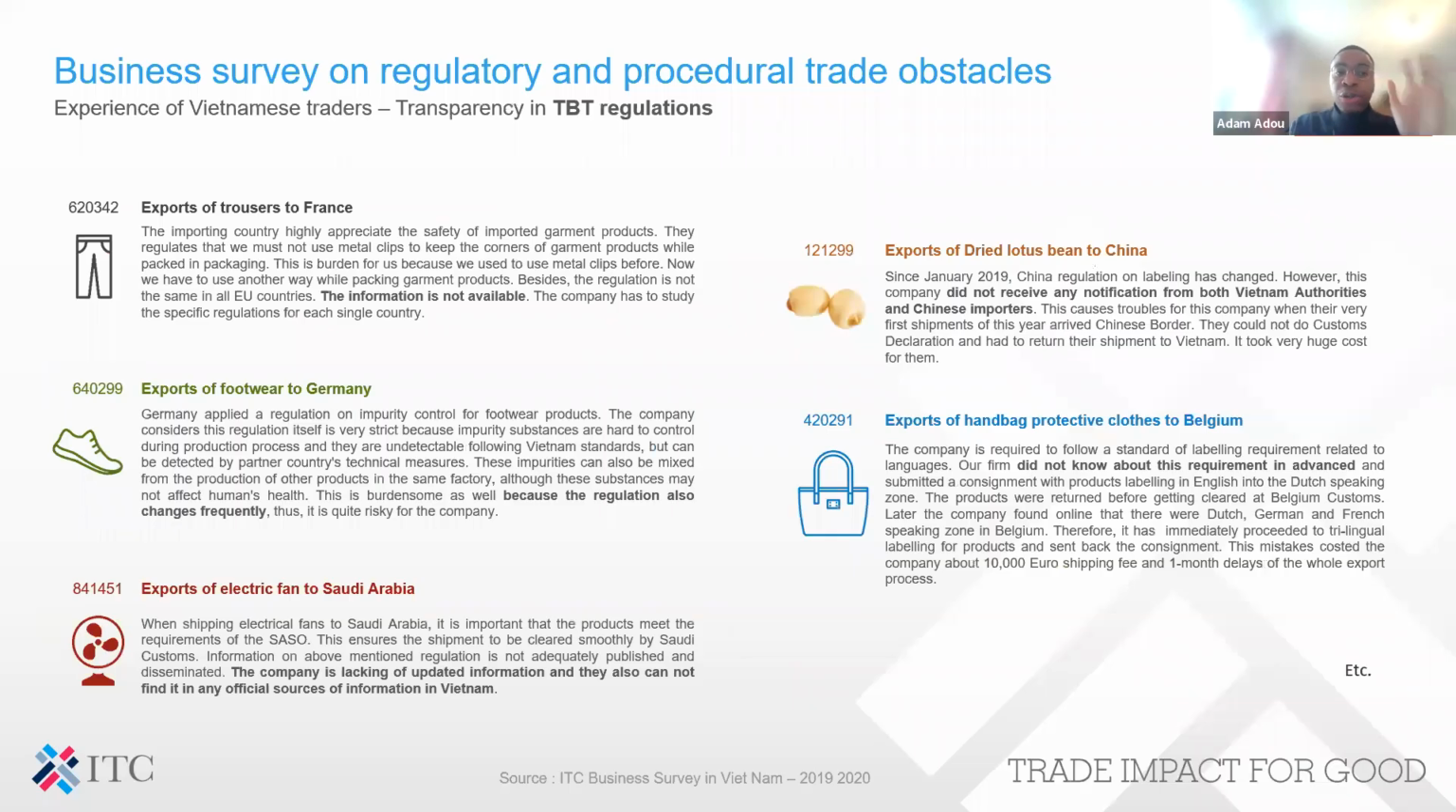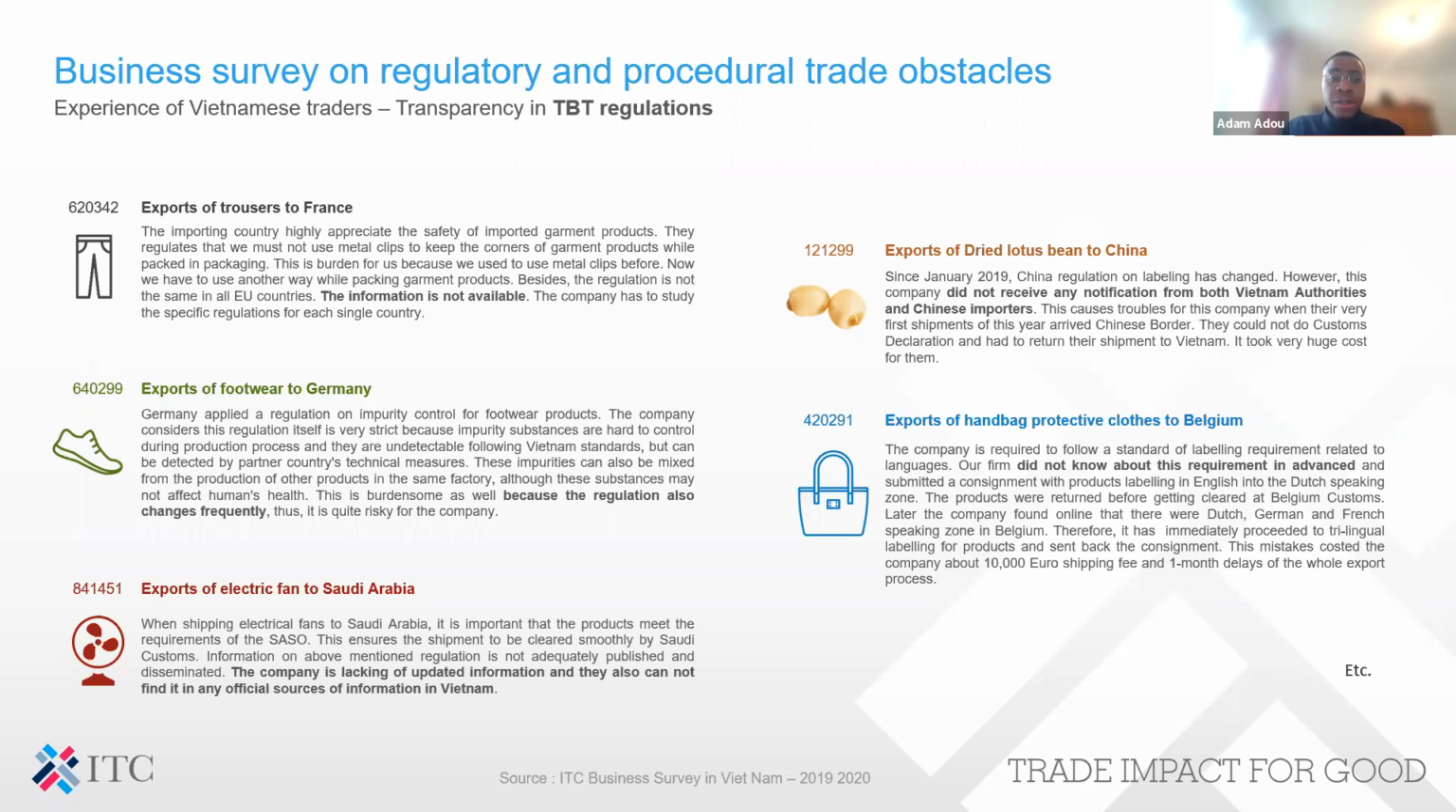So in here, before, you have examples of testimonies of companies explaining the troubles they were facing when exporting the specific products mentioned in here, like trousers, footwear, dried lotus beans, etc. They explain why. And in the explanation, you can see information not available, for instance, regulation that changes frequently, a lot of different reasons, basically. Lack of updated information available.